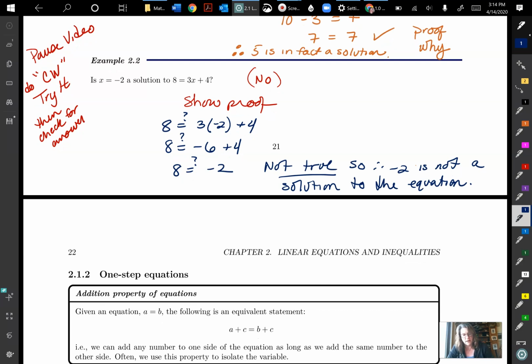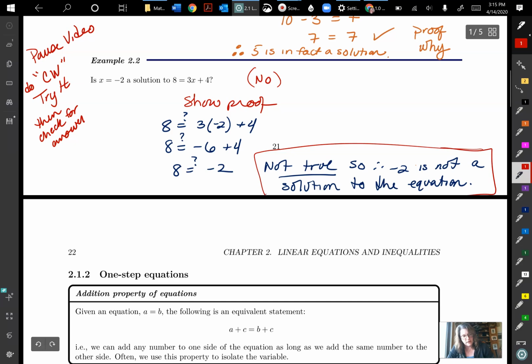So this one, the answer is no. x is not equal to -2 for this particular equation. So we have 8, does that equal 3 times -2 plus 4? 8, does it equal -6 plus 4? 8, does it equal -2? No, it's not true. So make sure you actually write your answer out like this and state that it's not a solution, and then you'll be done with that.